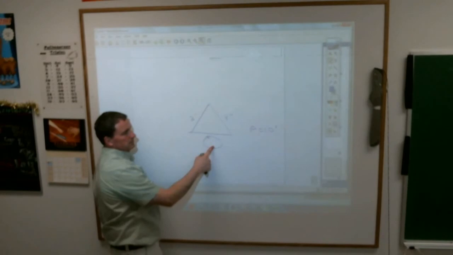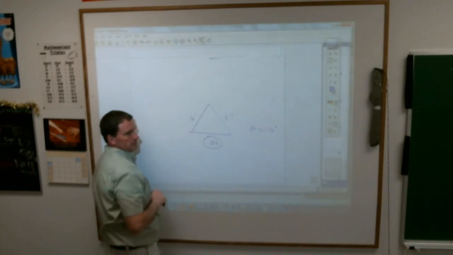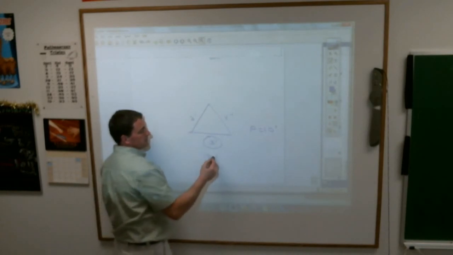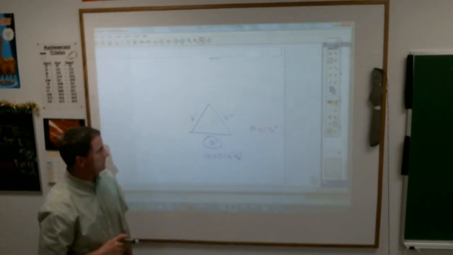Alex? 3 inches. 3 inches. So what type of triangle is it? Isosceles. It's an isosceles triangle.